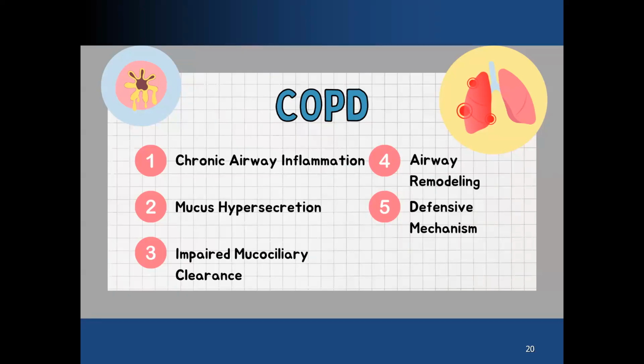Repeated injury leads to fibrosis, airway narrowing, and loss of elastic recoil. These changes increase resistance and turbulent airflow, stimulating the mechanoreceptors responsible for the cough reflex. Though bothersome, the cough is protective. It helps clear mucus and prevent airway obstruction.